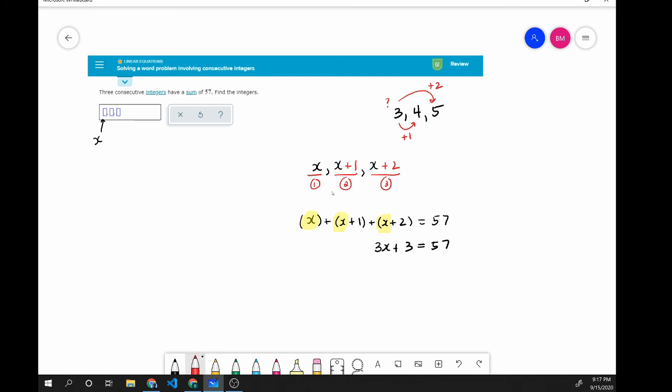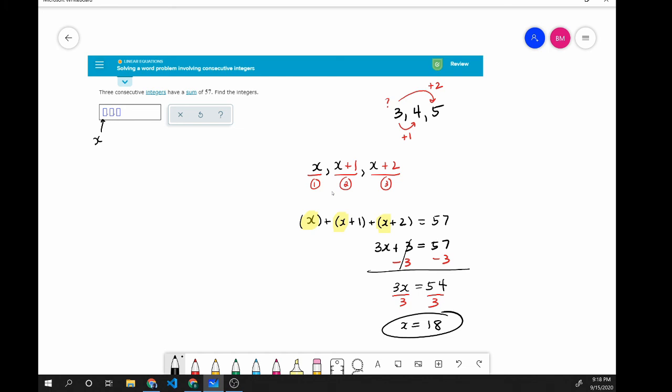Again, I'm going to take care of the plus 3 first, so I'm going to subtract 3. So cancel that out. So 3x is equal to 54. And what I'll do is divide both sides by 3. 54 divided by 3 is equal to 18. So x equals 18. Answer's done, right?